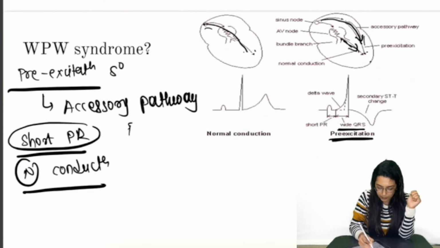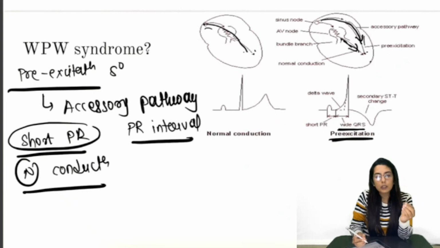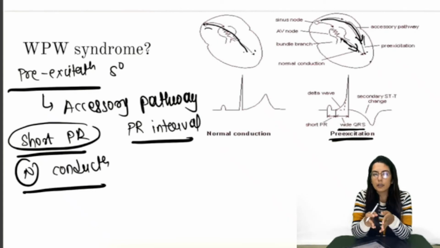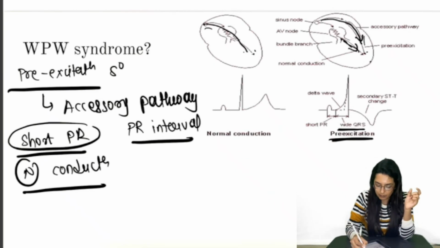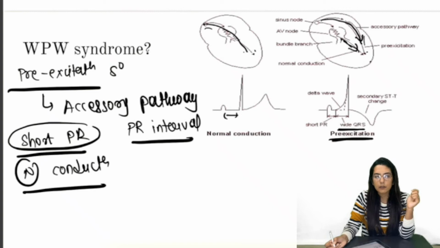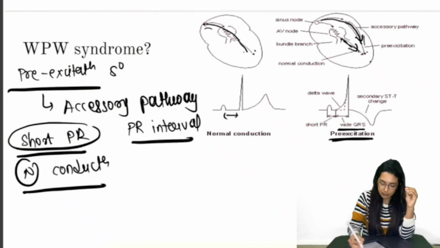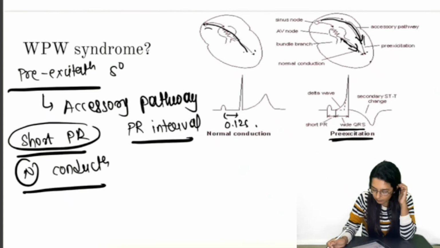As I told you before also, the PR interval is the duration of transmission of the impulse through the AV node into the ventricle. So if it is not going through that AV nodal delay pathway, there will be a shortening of this PR interval, which is normally around 0.12 second. So that will be decreased.